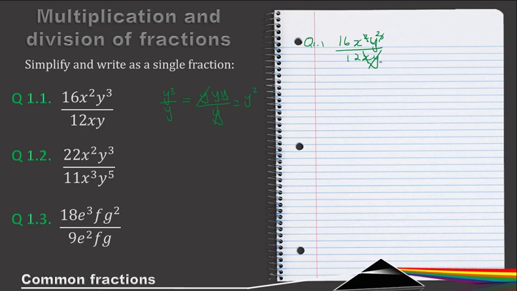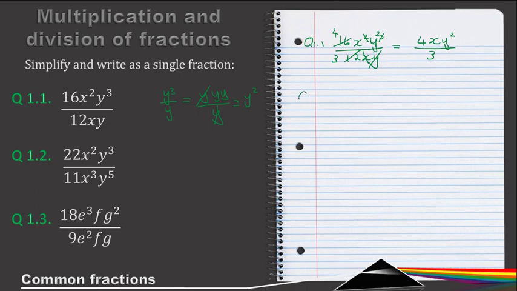I had x squared. Now if I look at my coefficients, 12 and 16, I know 4 can go into both of them. So 4 goes into 12 3 times and 4 goes into 16 4 times. Alright, so I am left with 4xy squared over 3.